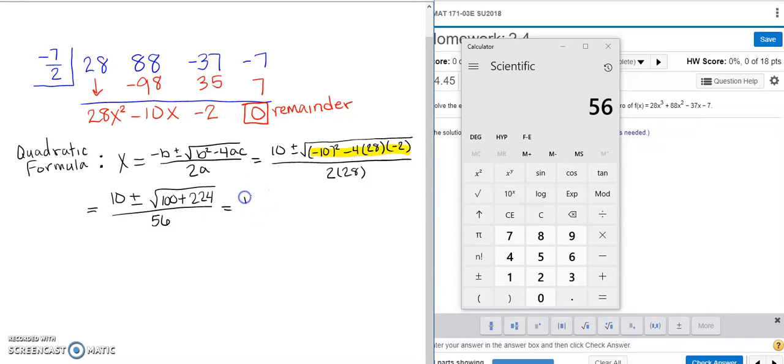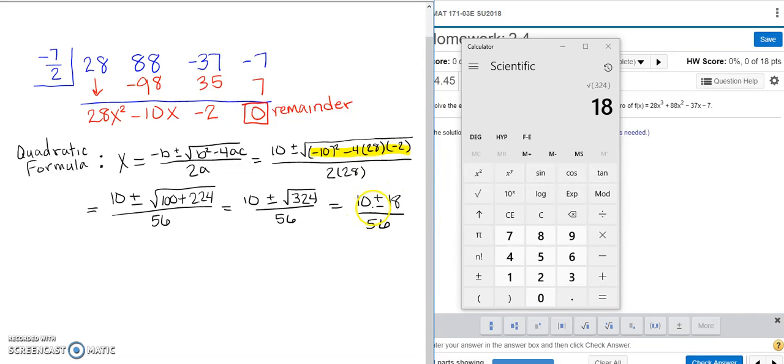So that's 10 plus or minus, here's the 56, so it's the square root of 324. So the first thing we're going to check and see is, is that a nice square root? Does that work out nicely? And it does. It's 18. So it's 10 plus or minus 18 over 56.